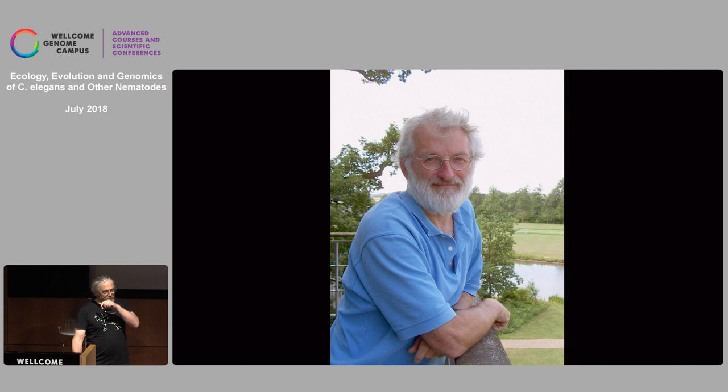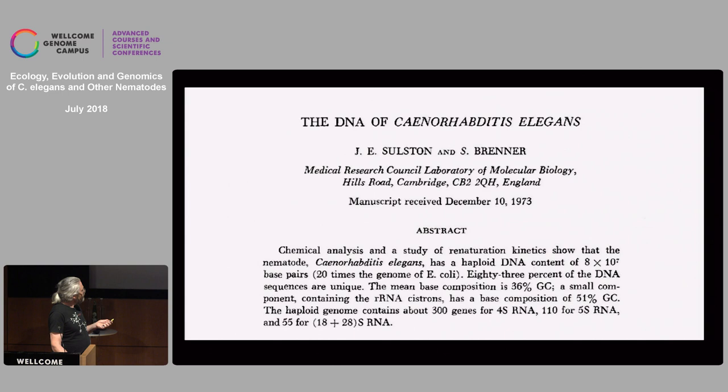So he published this paper some time ago, 1973, in which he describes the DNA of C. elegans. It's 8 times 10 to the 7 base pairs. They knew it was in 6 chromosomes of that size. It has a base composition. It has RNA cistrons, dot, dot, dot. And that's it. I mean, basically, I should stop my talk here and say if there are any questions. John's probably answered them. And this work is typical of the absolute precision John brought to his work.